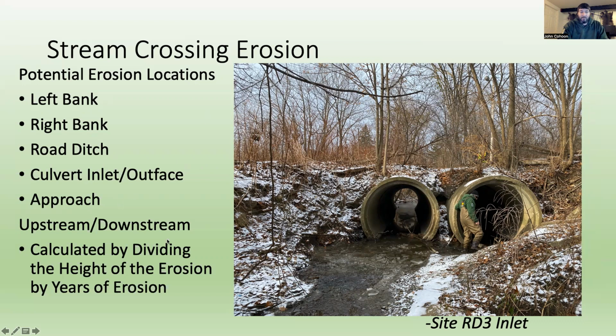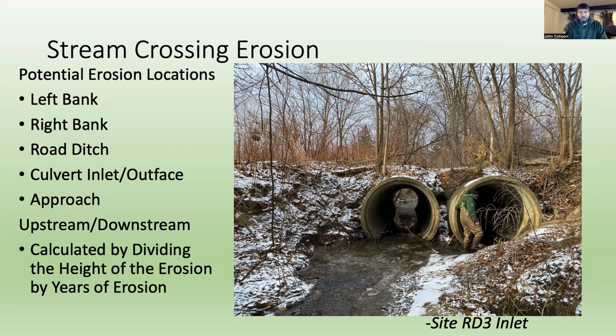So, and then again, in determining that erosion severity, it is the height of erosion. In this case, you can see that we've got some erosion over here on the right side of the inlet. That would be right bank upstream, and we would measure however high this erosion is, however far down it has gone. And then from there, we would divide that by the years that we felt that erosion had been present. And that would give us our value to put into that severity chart to determine whether it was severe or not.